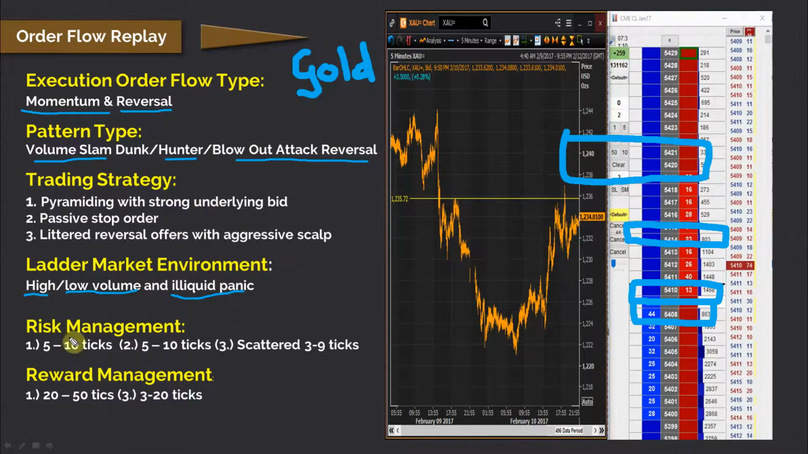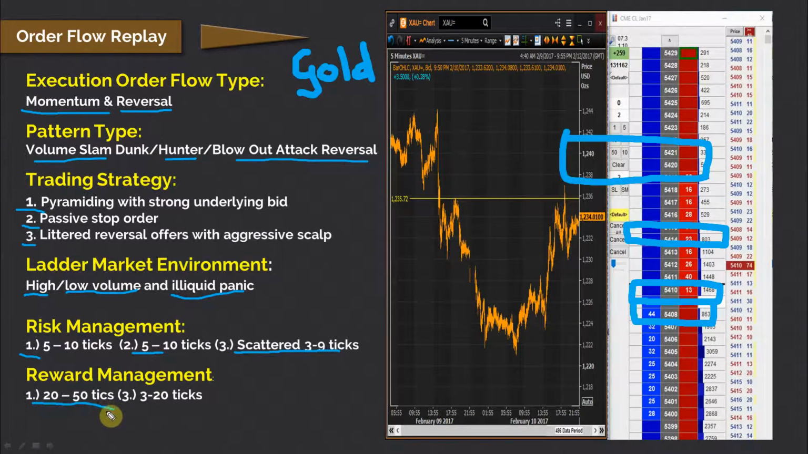The risk management for the first play, we're looking at 5 to 10 ticks. That's for the volume slam dunk. For the second play, the passive stop order, again 5 to 10 ticks. You can sometimes get out for 1 or 2 ticks on this one, because with the hunter, you're just either looking for a stop or you get out immediately. And then number 3, scattered, 3 to 9 ticks. What we're looking at there is how you scatter your offer, and we'll be looking at that in a moment. And then your reward management for both 1 and 2 is 20 to 50 ticks.